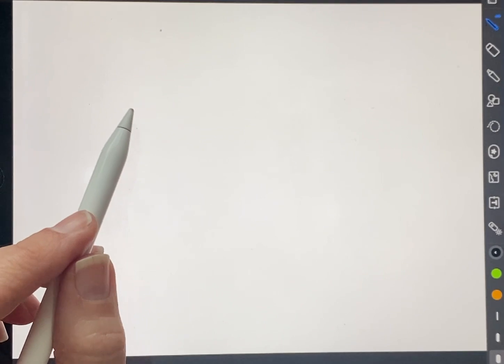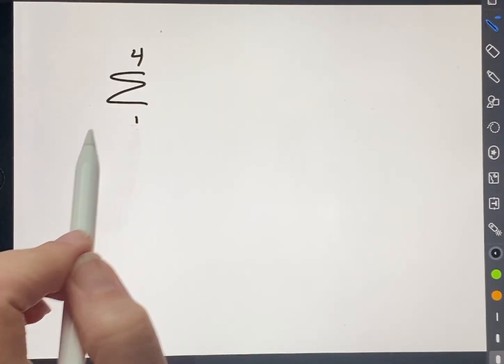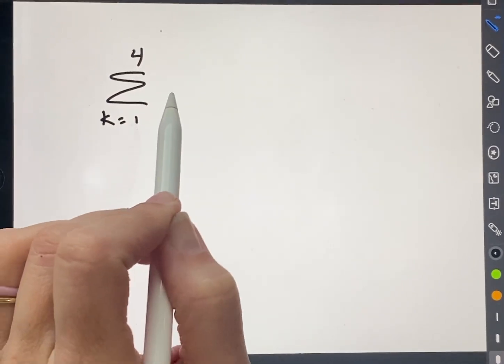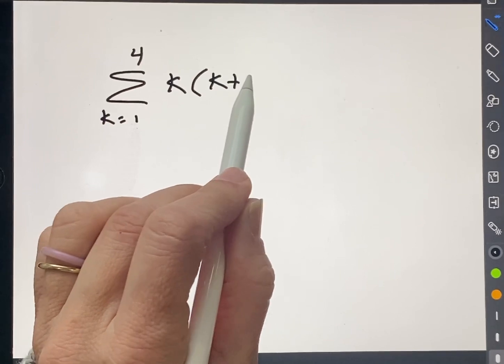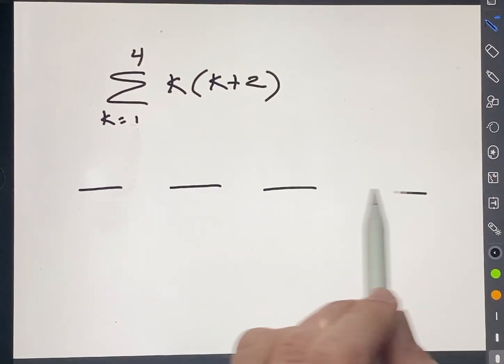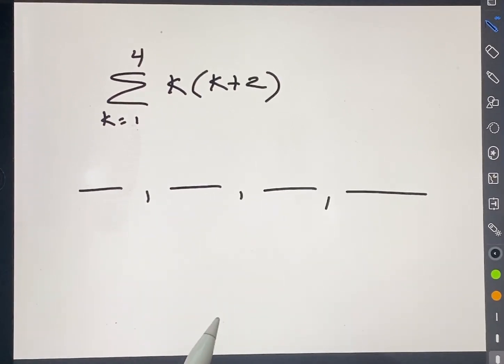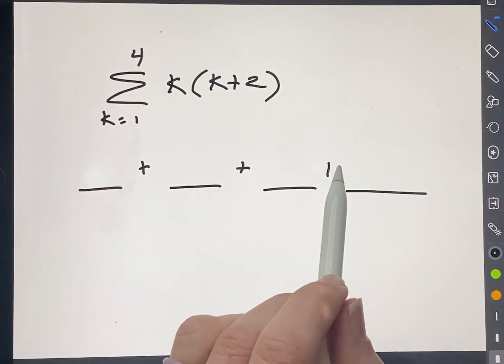Okay. What if they give us the summation of 1 to 4, where k equals 1. See, we've changed our value, but then our expression, as long as it's written in that value, works. k times k plus 2. What does that look like? It means we have 4 terms, correct? If we had them written out, we are adding these terms together.